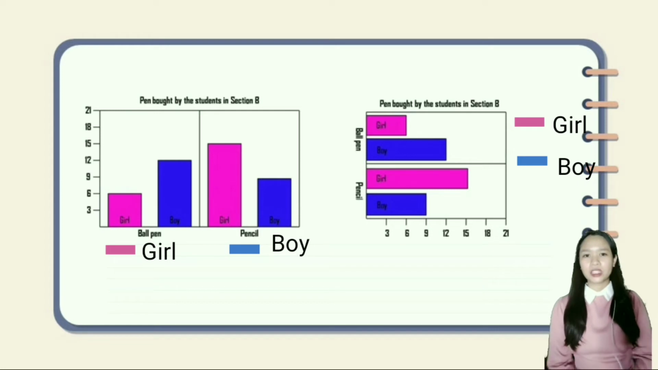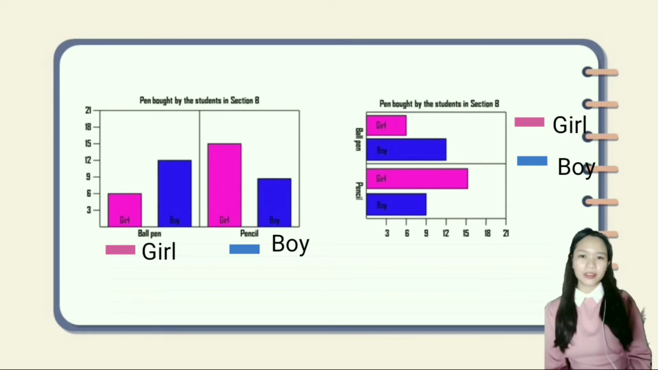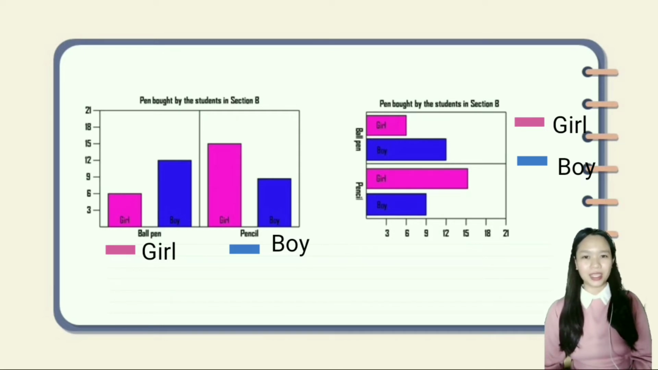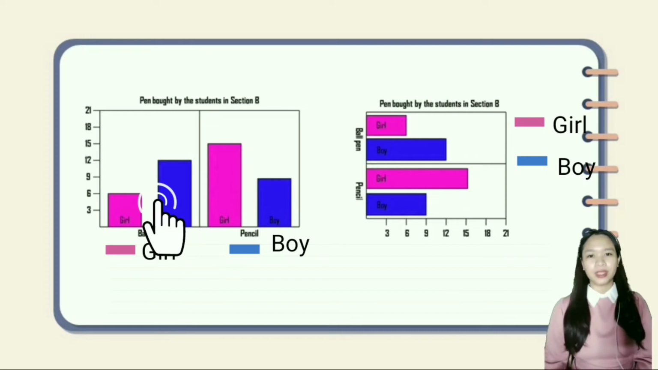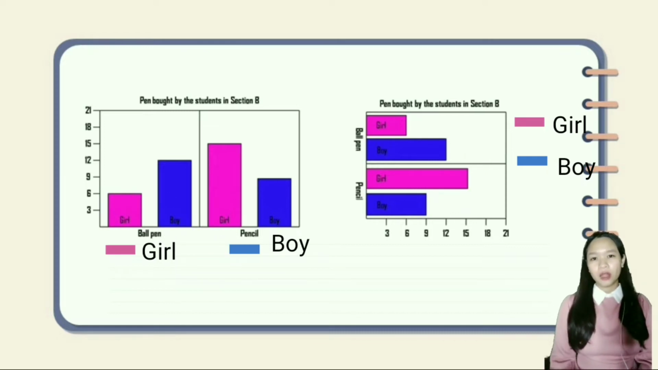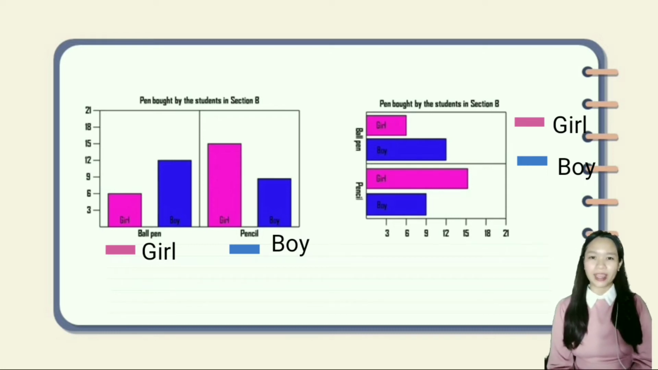Now, can I ask what is the title of the bar graph? Correct. The title of the bar graph is the pens bought by the students in Section B. How about in a double vertical bar graph? What does the vertical axis represent? Correct. It represents the number of students. How about the horizontal axis? Right, it represents the pen.